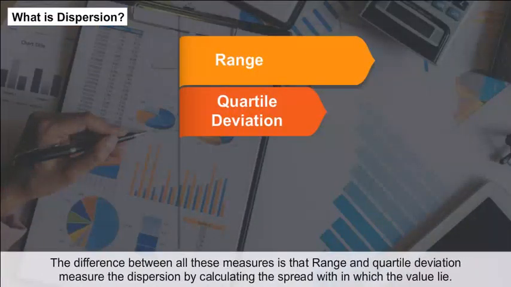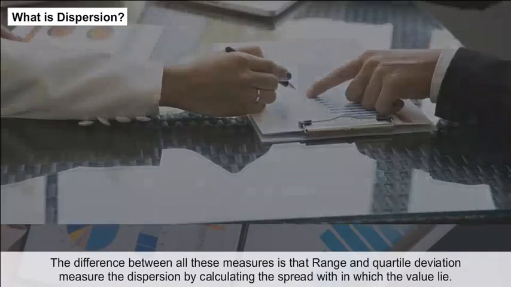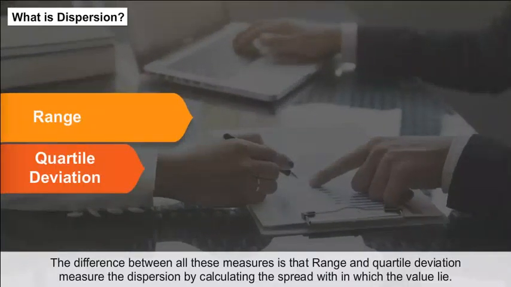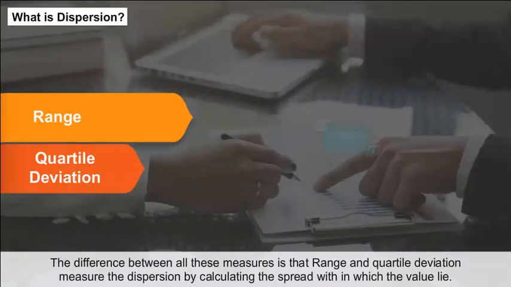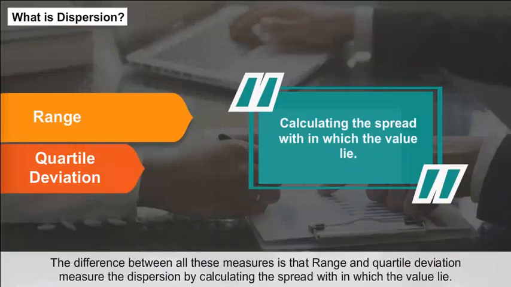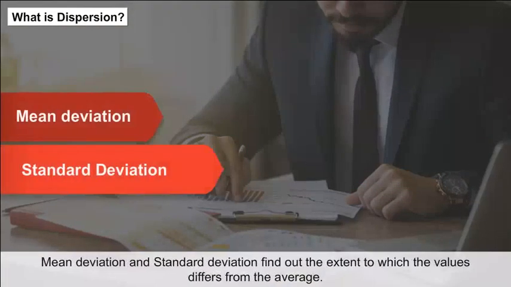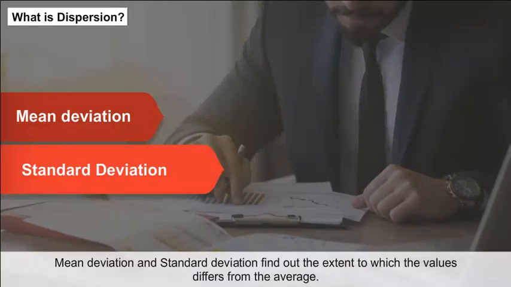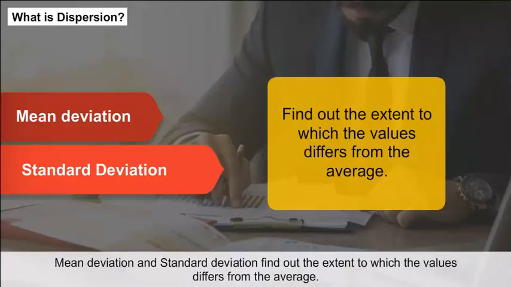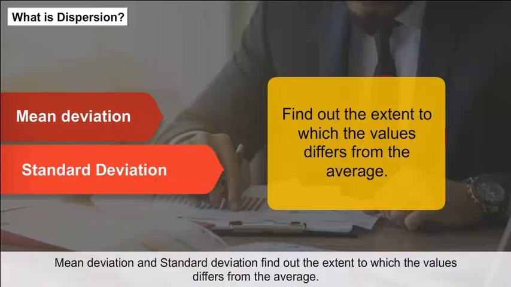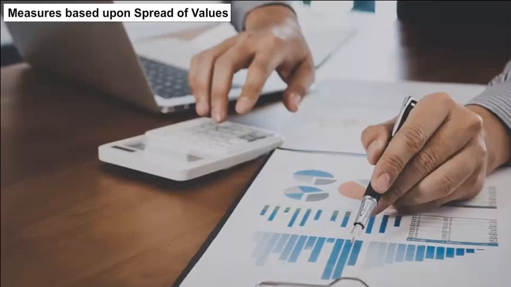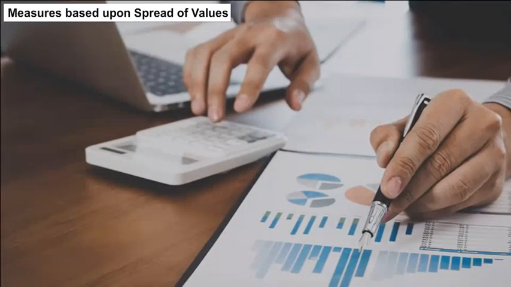The difference between all these measures is that range and quartile deviation measure the dispersion by calculating the spread within which the values lie. Mean deviation and standard deviation find out the extent to which the values differ from the average. Measures based upon spread of values.